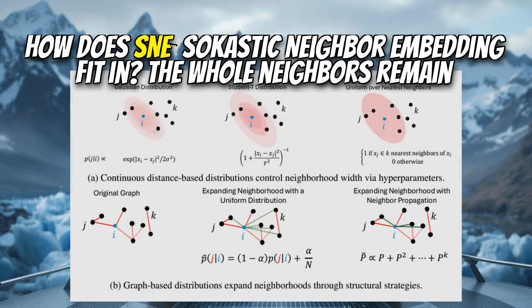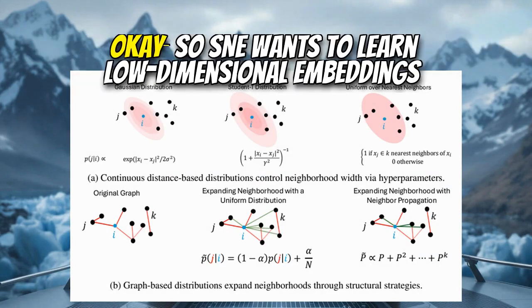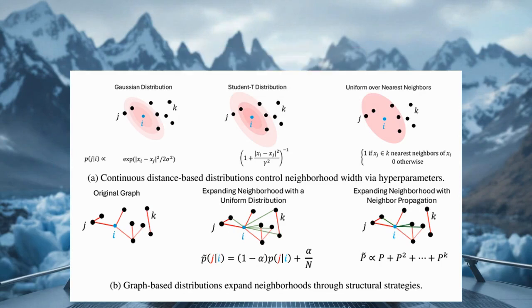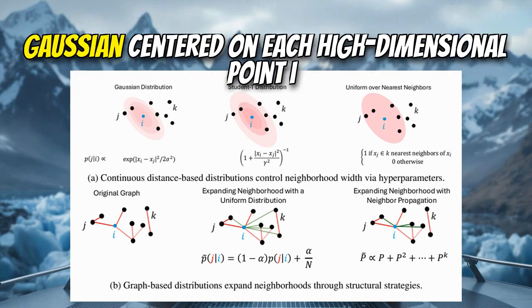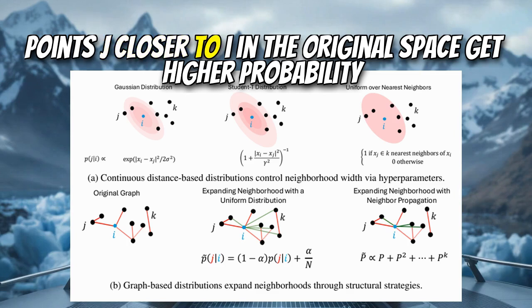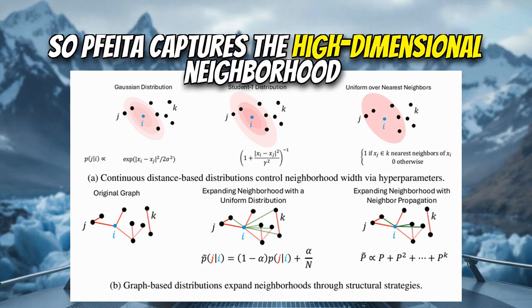How does SNE, stochastic neighbor embedding, fit in? The whole neighbors remain neighbors idea. Okay, so SNE wants to learn low-dimensional embeddings, that's the φ part, from high-dimensional data X. The supervisory distribution, Pθ, uses a Gaussian centered on each high-dimensional point i. Points j closer to i in the original space get higher probability. So Pθ captures the high-dimensional neighborhood.